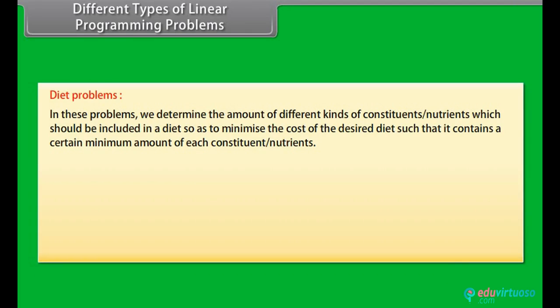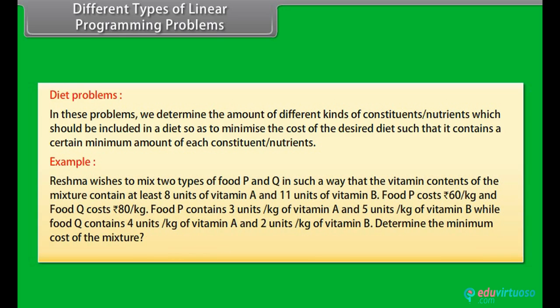Diet problems. In these problems, we determine the amount of different kinds of constituents or nutrients which should be included in a diet so as to minimize the cost of the desired diet such that it contains a certain minimum amount of each constituent nutrient. Example.